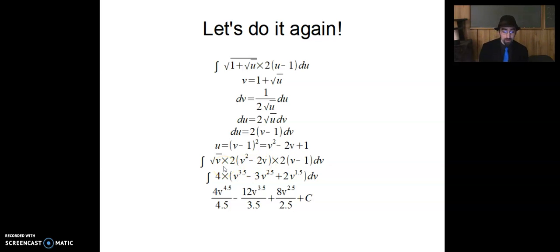Now it's just a matter of cleaning up the mess. We can distribute our square root of v, or v to the 1.5, across all here. We FOIL this out. We end up getting the integral of 4v to the 3.5 minus 3v to the 2.5 plus 2v to the 1.5 dv. And we anti-differentiate: 4v to the 4.5 over 4.5, minus 12v to the 3.5 over 3.5, because this 4 times this 3 gets us a 12, plus 8v to the 2.5 over 2.5, because this 4 and this 2 multiply together to get us an 8. And then, of course, we have the arbitrary plus c, because we always have that with indefinite integrals.